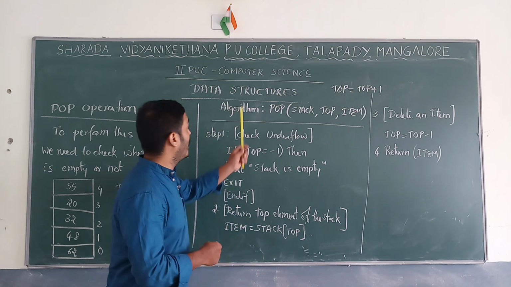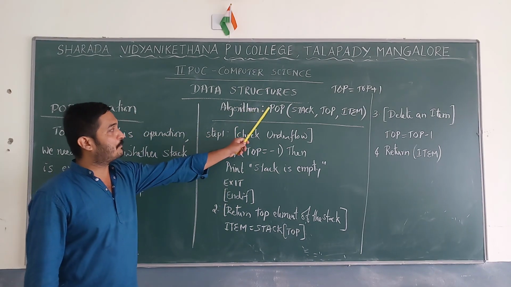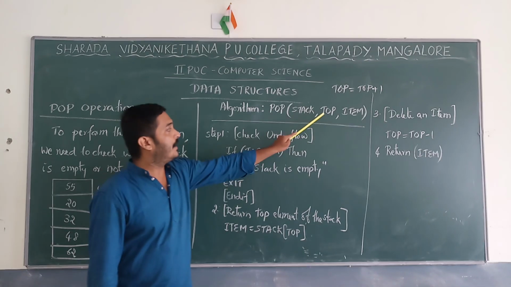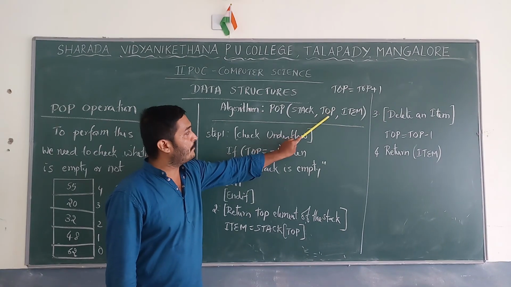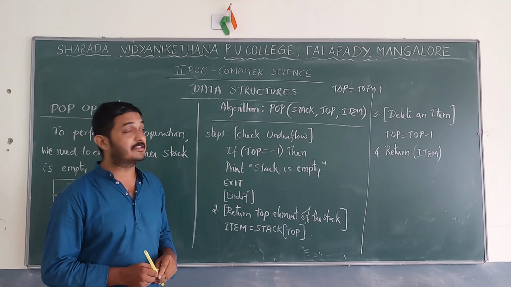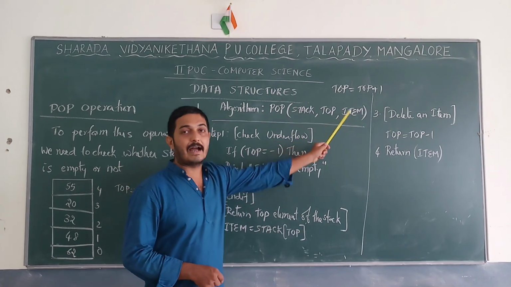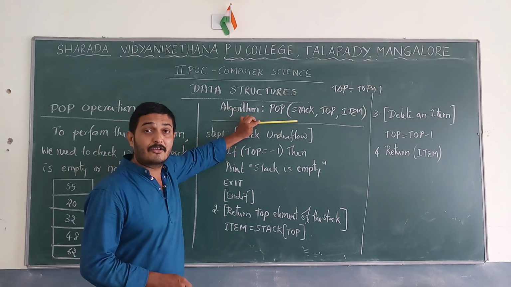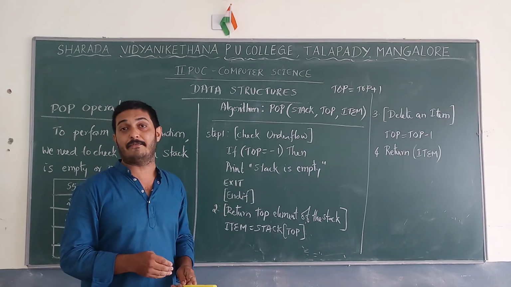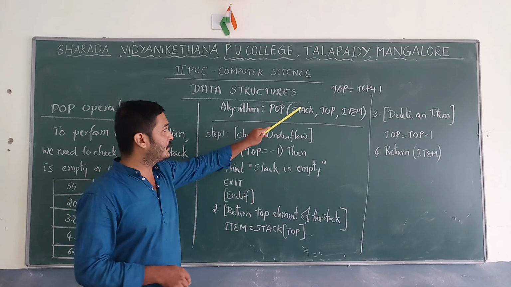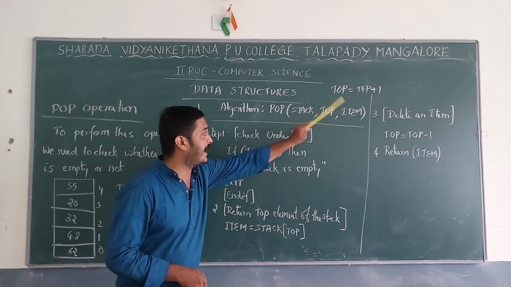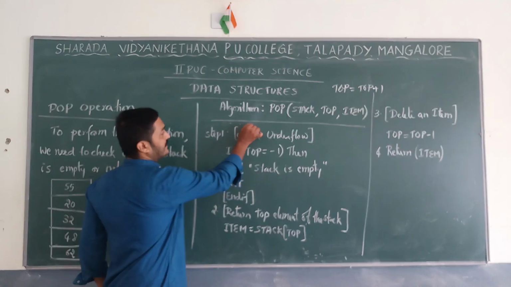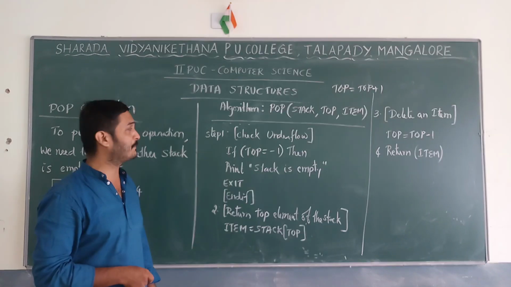Okay, let us go to the algorithm. The algorithm name is pop. Stack is the array name here, and top indicates the topmost element or its location. Next, item is the element to be deleted. After writing the algorithm name, we have to specify all the other variable names and their purpose: what is stack, what is top, what is item.